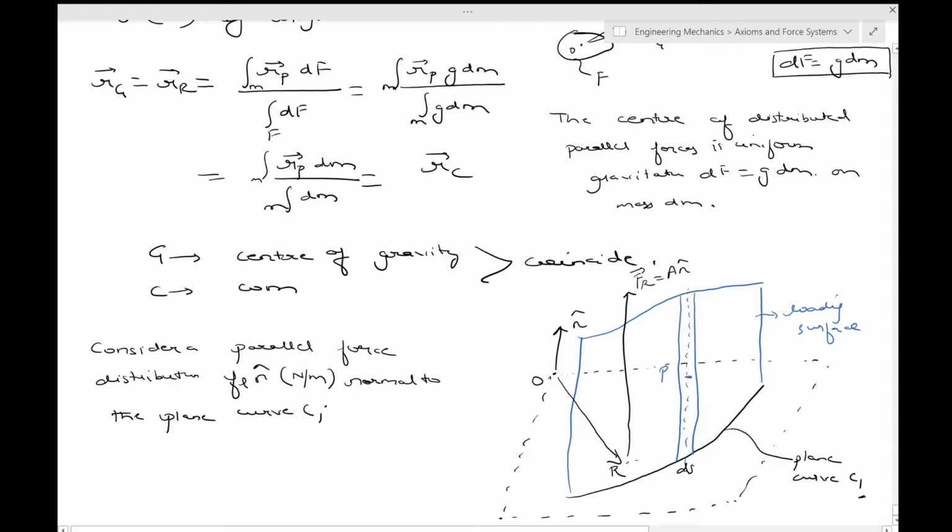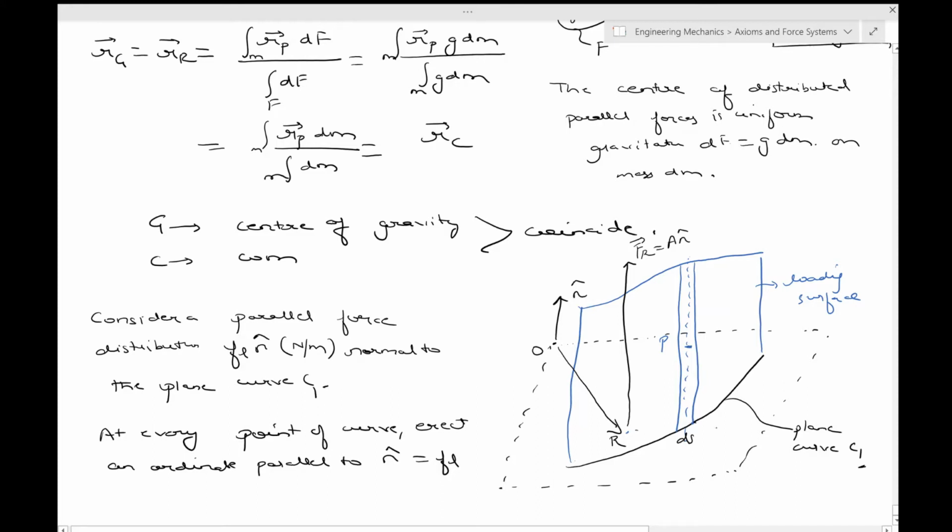Okay, now if you take a small part of it, let's first define how this is acting. Take the small part ds later on. So it's C1, at every point of the curve erect an ordinate parallel to n, and this will be equal to FL. So take any point, say this point Q, and you have this small length associated with this element. This is ds along this curve.